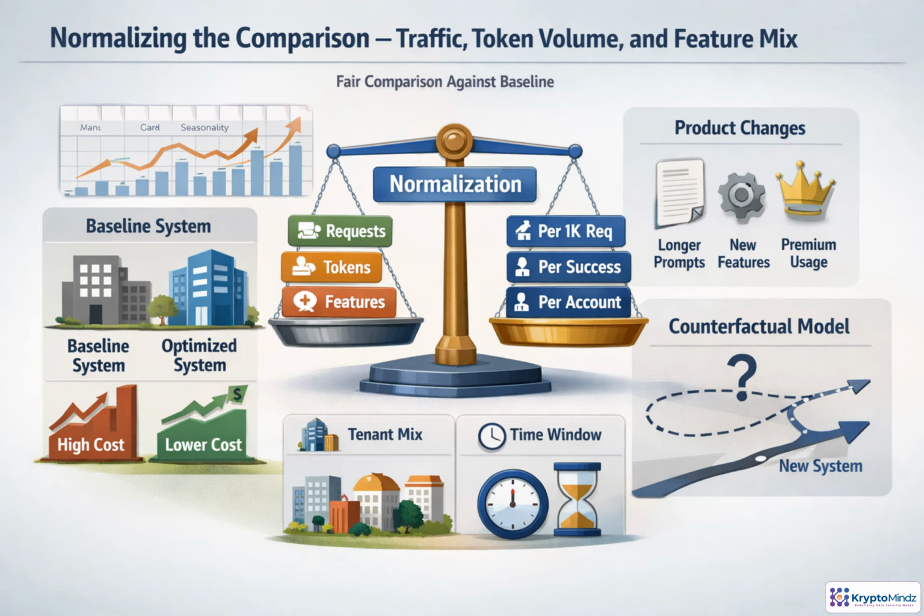A lower bill after optimization does not automatically prove the system became cheaper. Traffic may have grown, seasonality may have changed, prompts may be longer, or premium features may be used more often. The fair question is cost per comparable unit: per 1,000 requests, per successful completion, per active account, or per workflow. Hold request volume, token volume, feature mix, tenant mix, and time window constant. If the baseline and optimized systems cannot run in parallel, build a counterfactual. What would the old system have cost under today's workload? Only then can savings be trusted.